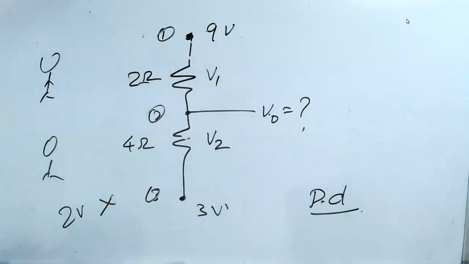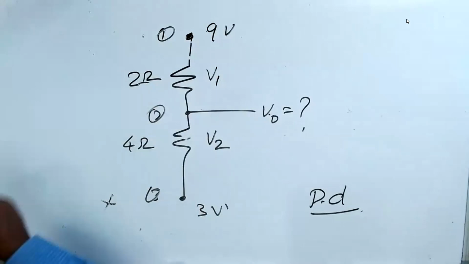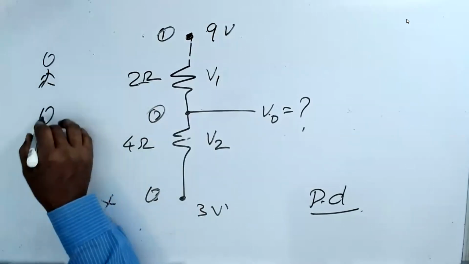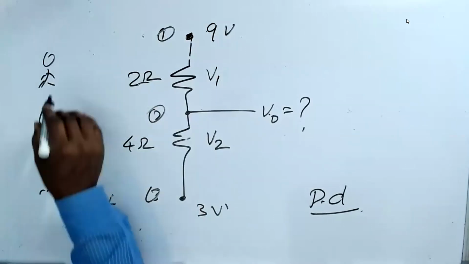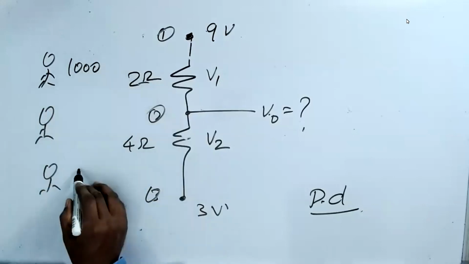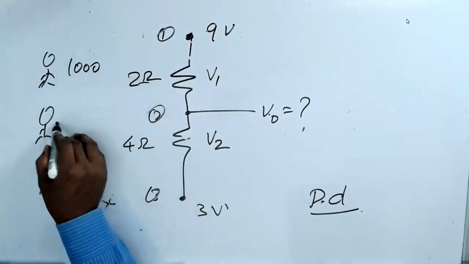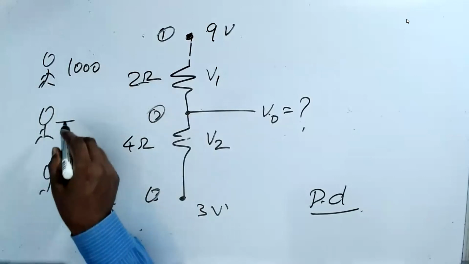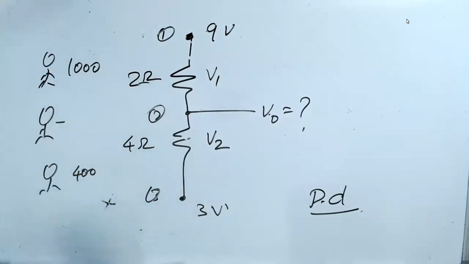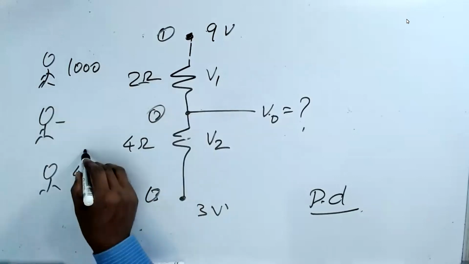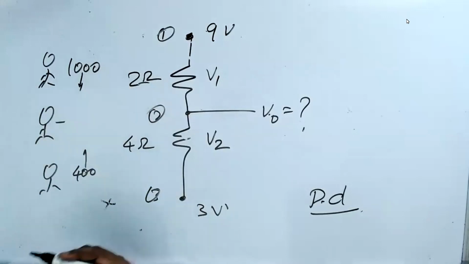There are 3 people. Okay, the trick here is the 3 people. This guy is having 1,000 rupees. This guy is having 400 rupees. This guy is in between. How can you say this guy is having 300 rupees? He could be either above 400 or below 1,000, in between.